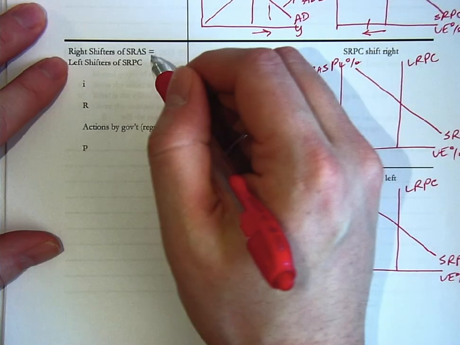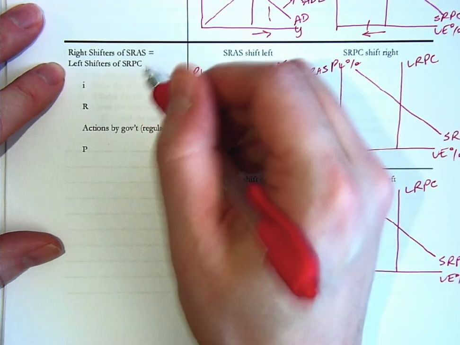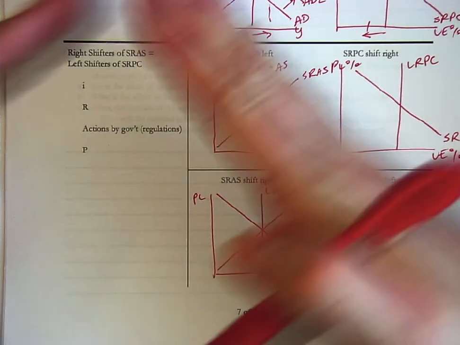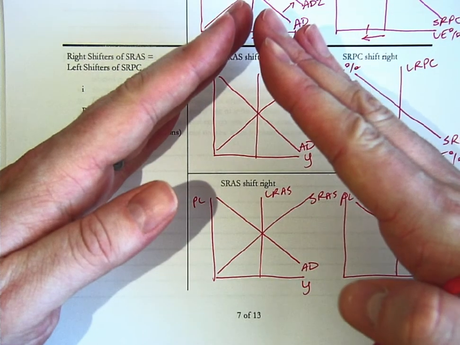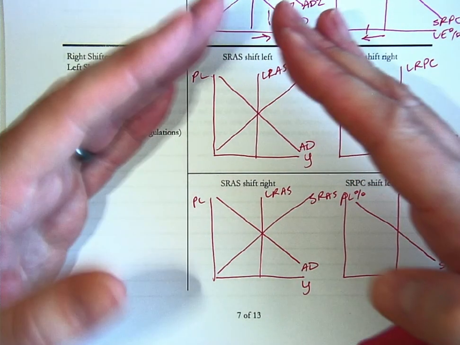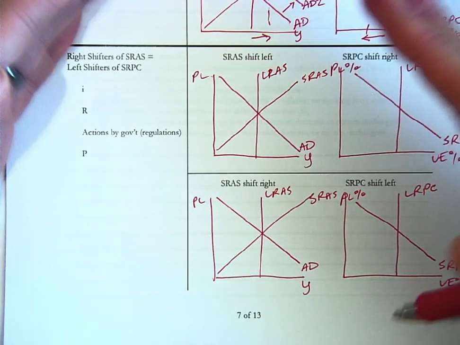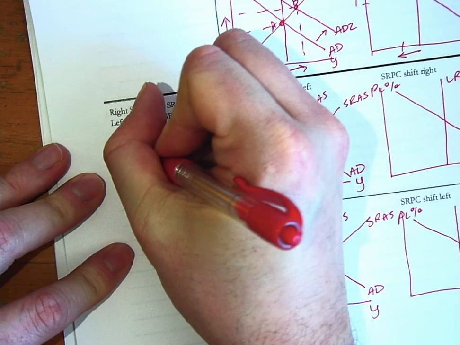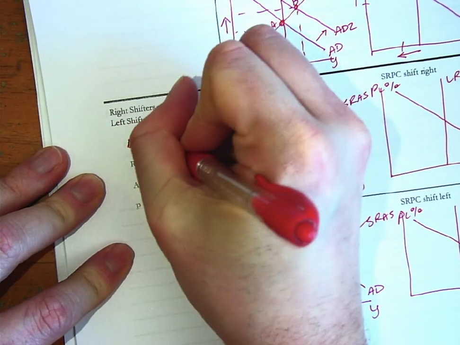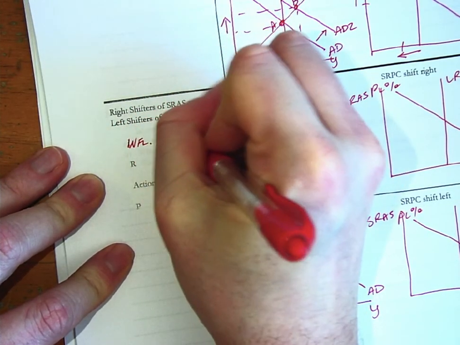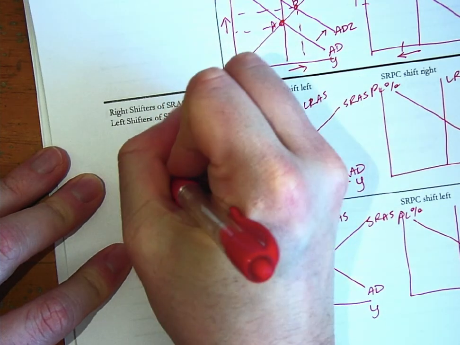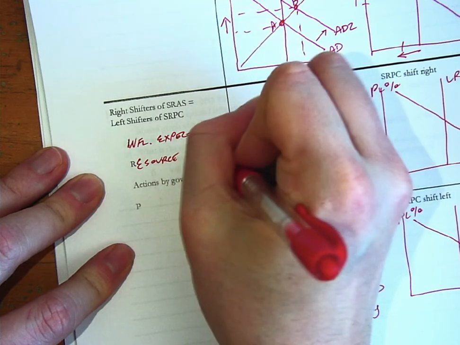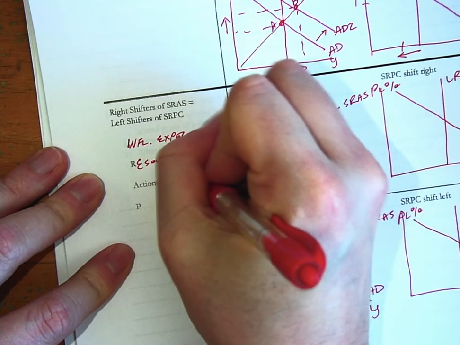The SRAS shifters are the exact same as the SRPC shifters. So this is a useful thing. You remember when I said IRAP, and I got that from Jacob Clifford, I'm the first to admit it. We said IRAP are the shifters, and we moved our hands back and forth in class. We said there are inflationary expectations, resource prices, and we know that a big category of those is wages.